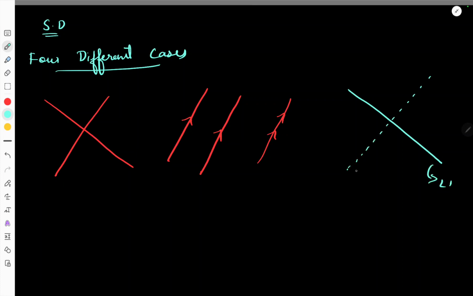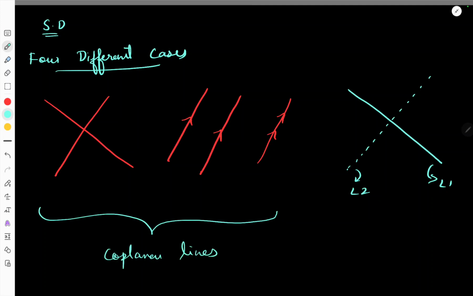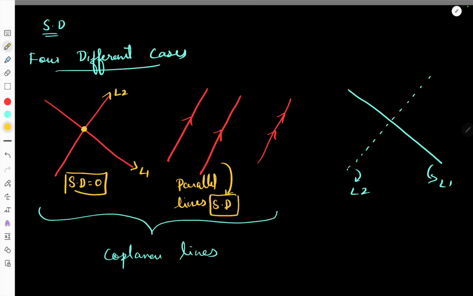So this is line 1 and this is line 2 here. All these first three we call coplanar lines. If two lines intersect, the shortest distance will be equal to 0. This is line 1 and this is line 2, and these are parallel lines. Here we can find the shortest distance, which we will see now. Next, this is a coincident line. All these 3 forms you have learned in your 10th standard. For intersecting lines, the shortest distance is 0. For coincident lines, here also the shortest distance will be equal to 0.